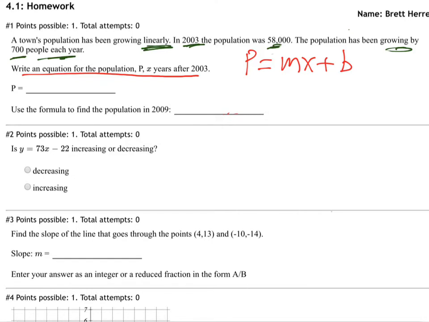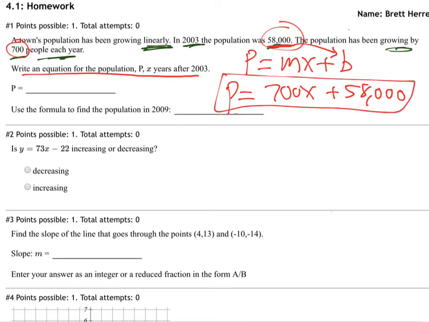The population was 58,000. That's going to be the number that goes back here, because that's the starting amount. The 58,000 is what the population started out to be. And where's the 700 going to go? They gave us two numbers, right? Yeah, that's in front of the x. And there we go. That's all we got to do. There's the formula: 700x plus 58,000.